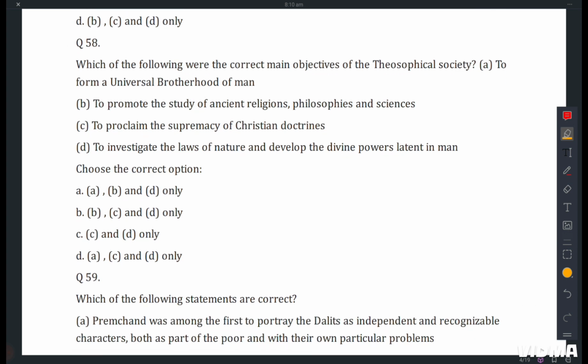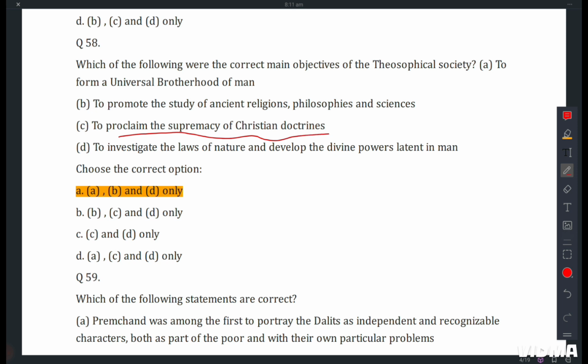Let's go to 58. Question number 58. Which of the following were correct main objectives of Theosophical Society? To form a universal brotherhood of man, to promote study of ancient religions, philosophies and sciences, to proclaim the supremacy of Christian doctrines, to investigate the law of nature and develop the divine powers latent in men. So it is option A, B, D, because there was no proclaim of supremacy of Christian doctrines.